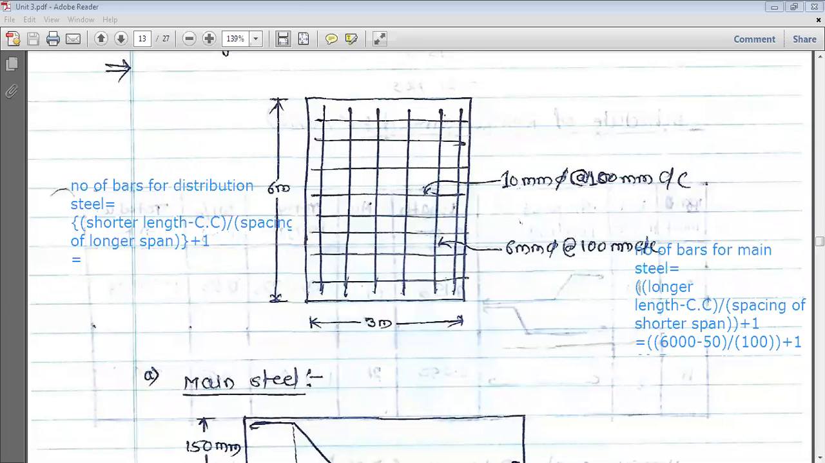Roll number 13, Pooja, what is the answer? Number of bars for the distribution steel. I have given you all the calculations. What you have to do? Anything extra, anything separate? Nothing. Just put the values and get the answer.